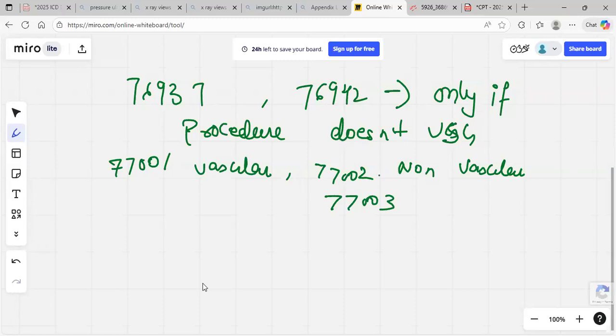Very good. And if it isn't before, we are going to bill based on the location. If it is intraoperative, meaning during the procedure, in that case, we are going to consider it as guidance. If it is before the procedure, then we are going to bill that based on the location only. Okay.